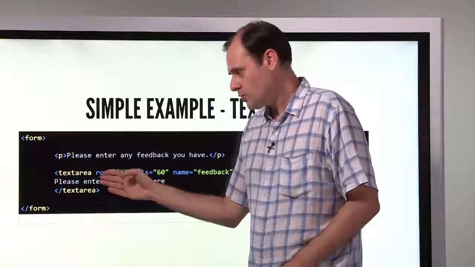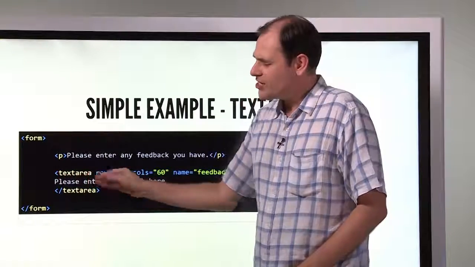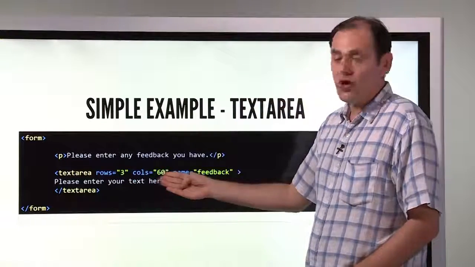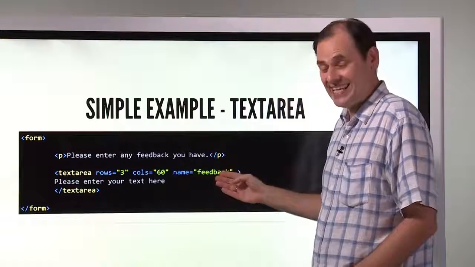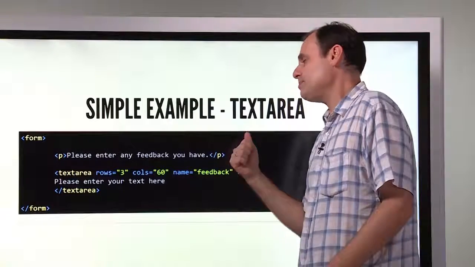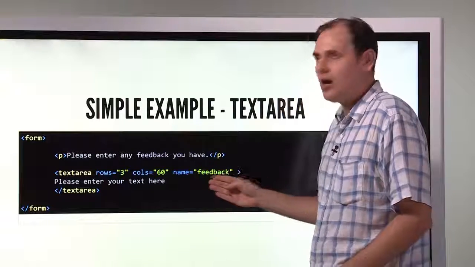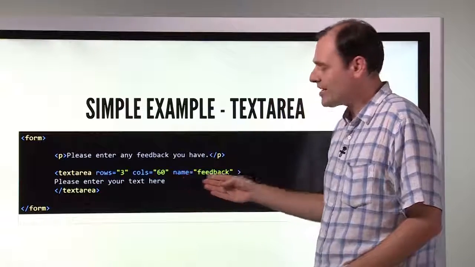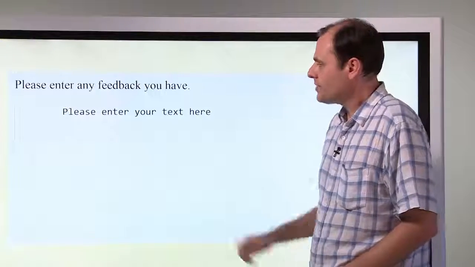Now, this is the thing which we're focusing on, text area. Okay, so you have to say start text area, end text area. Maybe you say how many rows, how many columns, and you give it a name, and we need that name. So the name is passed to the server program. And then the server program says, oh, right, yes, they typed this, and that was the feedback. So we've got to give it a name. Let's see what it looks like. Looks like this, right?